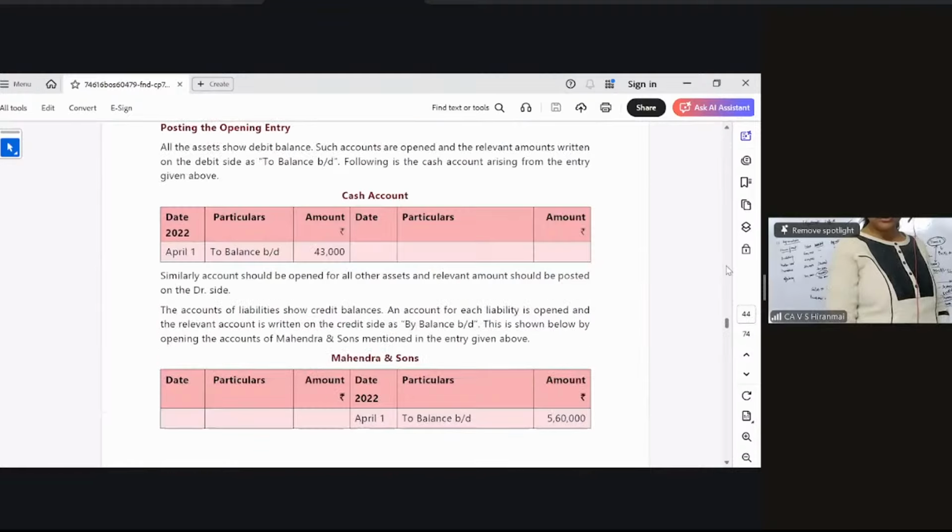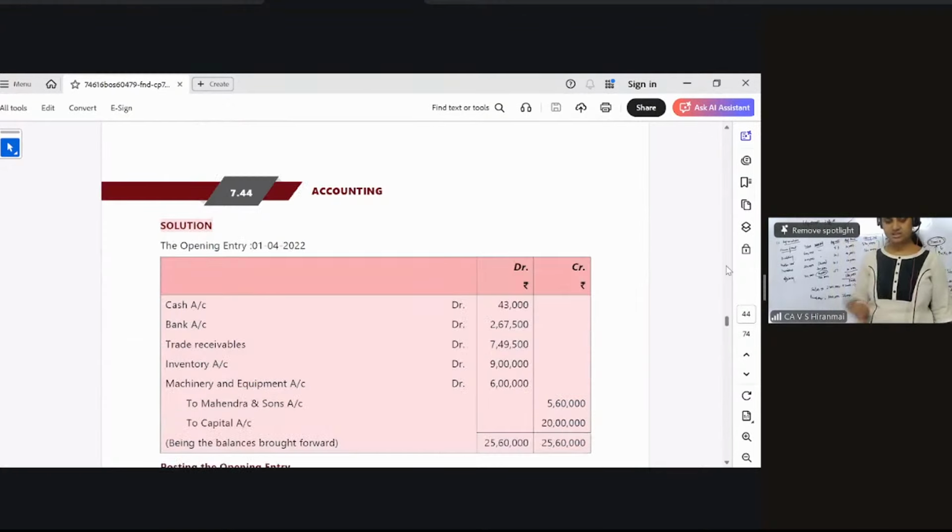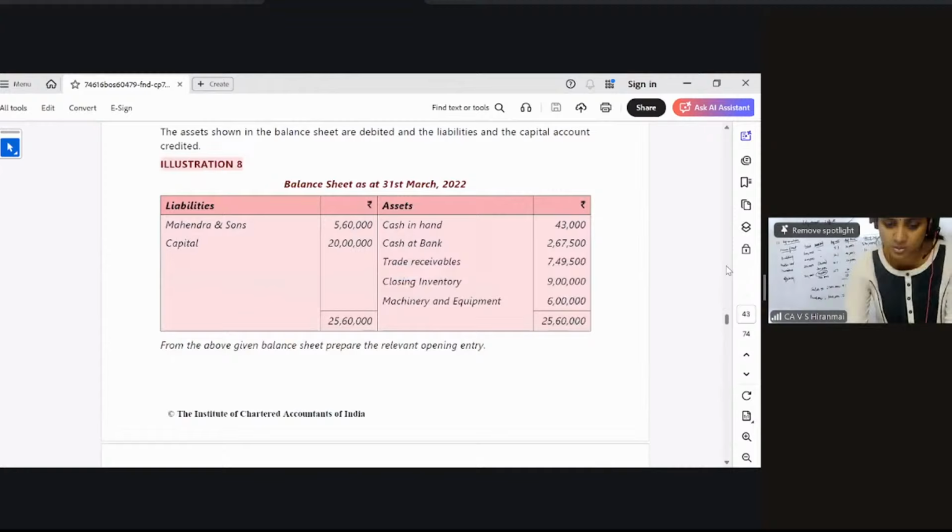So with that, we'll have only illustration number 13. And that is also very, very easy. I will explain you the entries. I want you people to try it as a homework.